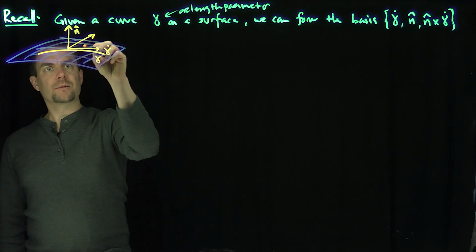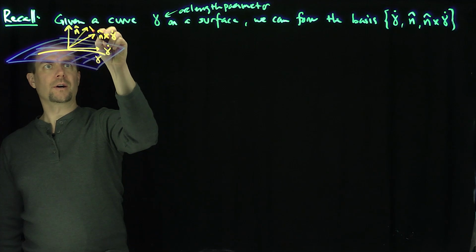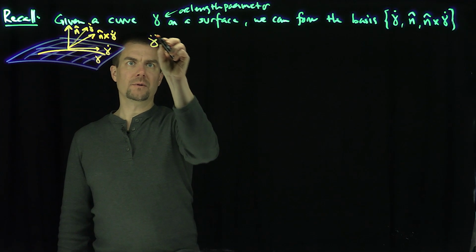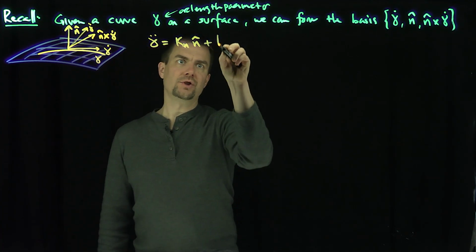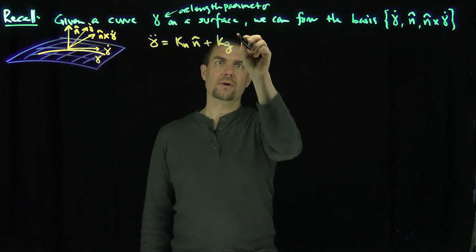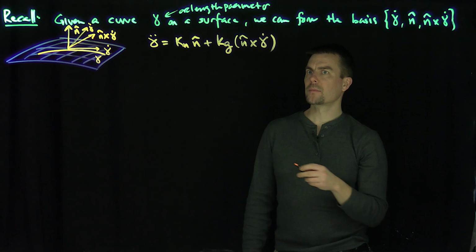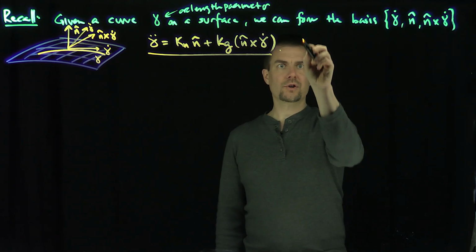And then the whole idea now is that the second derivative lies in this plane over here. The second derivative, gamma double dot, is somewhere over here. And so we know that gamma double dot is equal to the normal curvature in the direction of n hat plus the geodesic curvature in the direction of n hat cross gamma dot. That's our background information on this. And so now we're going to make a definition.